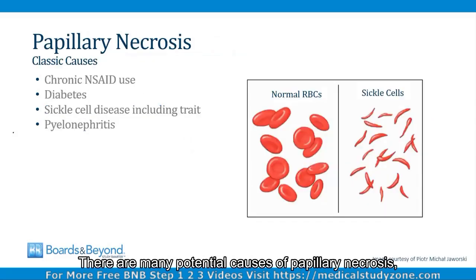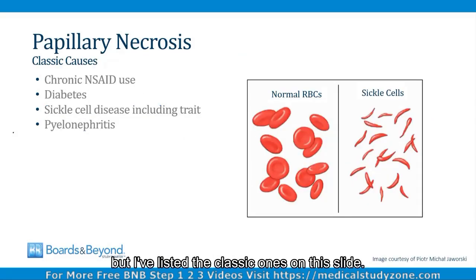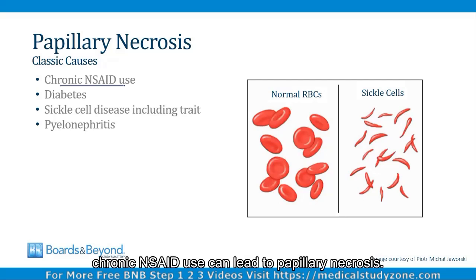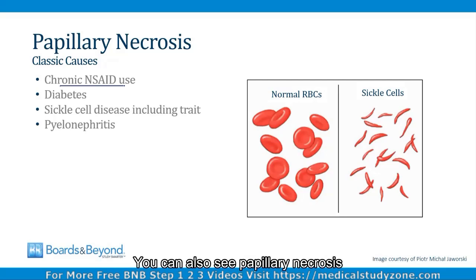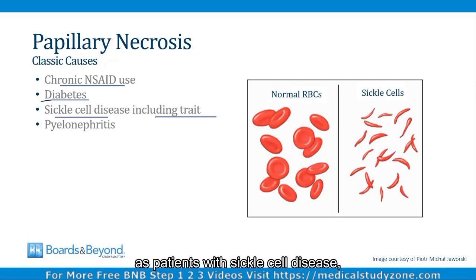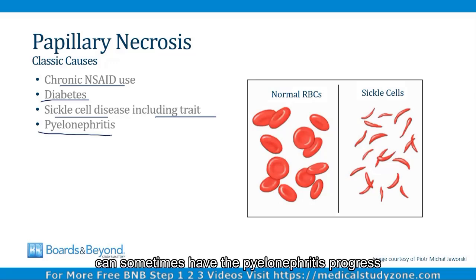There are many potential causes of papillary necrosis, but I've listed the classic ones on this slide. As we already talked about earlier, chronic NSAID use can lead to papillary necrosis. You can also see papillary necrosis in patients with diabetes. Papillary necrosis is a classic complication of sickle cell disease, and you should know it's also been reported in patients who have sickle cell trait. In general, patients with sickle cell trait do not develop the same symptoms as patients with sickle cell disease, but this is an exception. And then lastly, patients who have pyelonephritis can sometimes have the pyelonephritis progress and cause papillary necrosis in addition to the urinary infection.